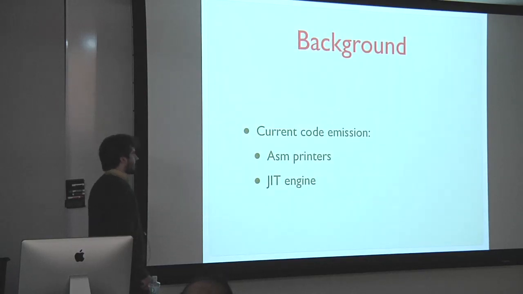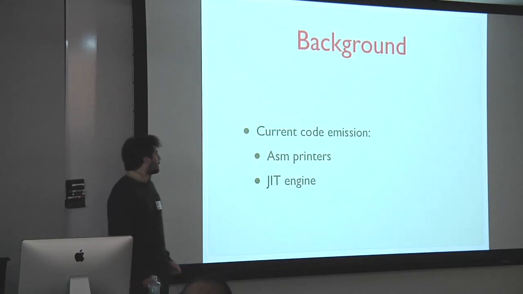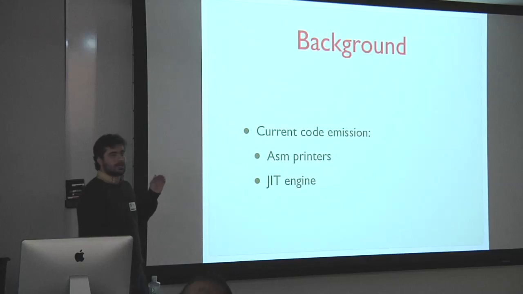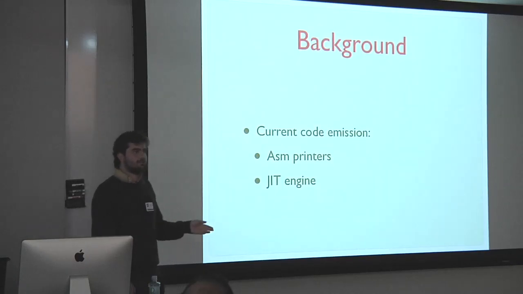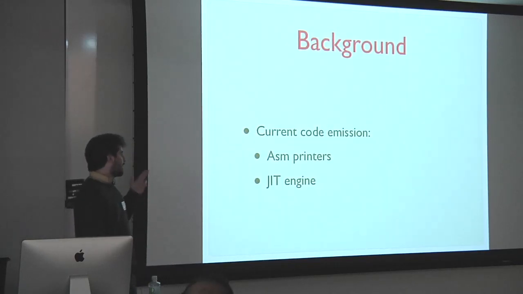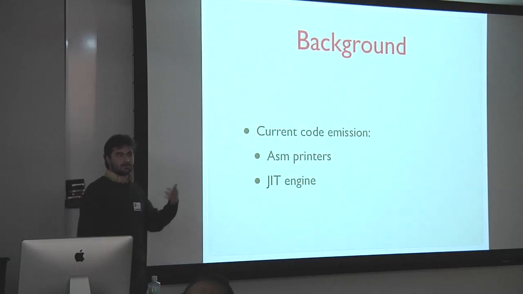Now a little bit of the background. The emitters in LLVM are currently represented in two ways. We have the assembly printers, which actually emit .s text, and we have the JIT engine, which emits blobs of bytes to memory and runs from there.